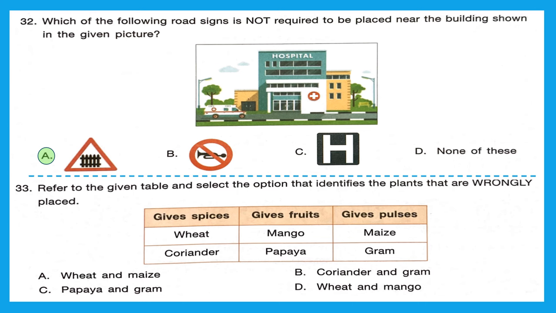The last one is gives pulses, maize and gram. So here, maize is not a pulse. Gram does give us pulse. So our wrongly placed pair is wheat, which is not a spice, and maize, which does not give pulses. Option A is the right option.